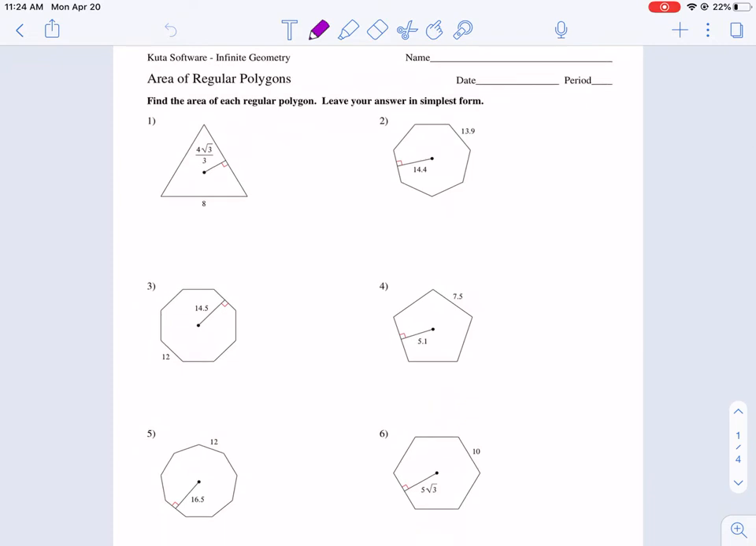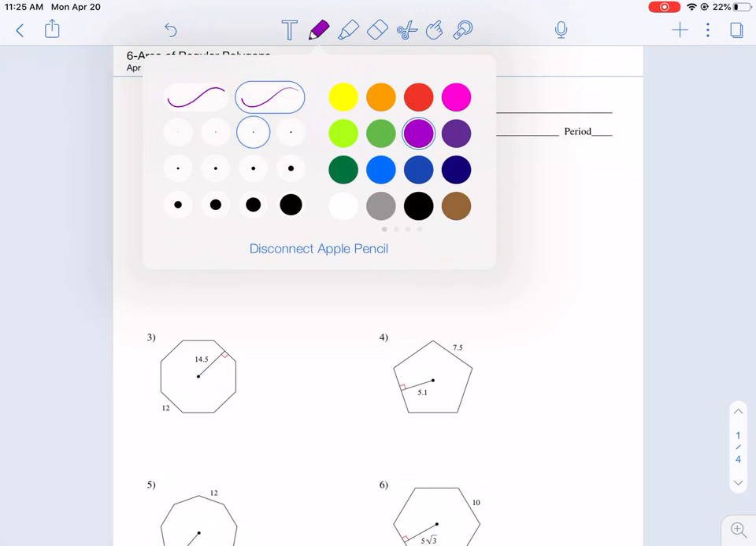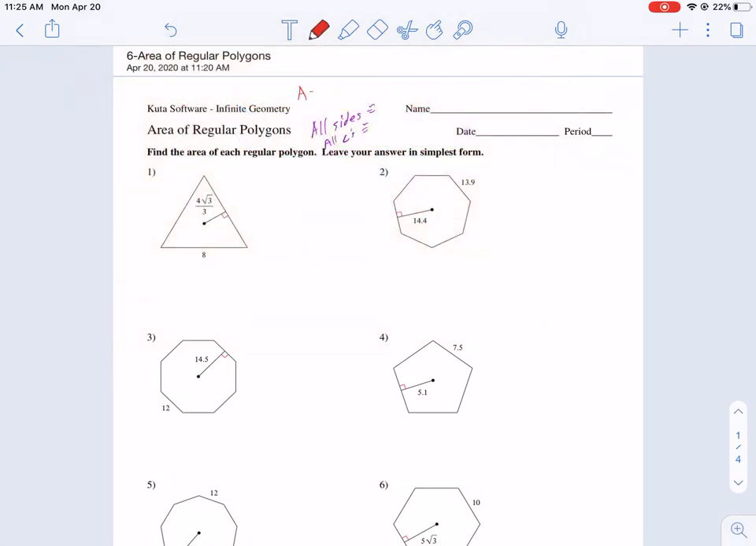The first thing that we need to know about regular polygons is that they have all sides and all angles congruent. So all sides congruent and all angles congruent. The formula for any regular polygon where these two conditions apply is: the area equals 1/2 the perimeter times the apothem.